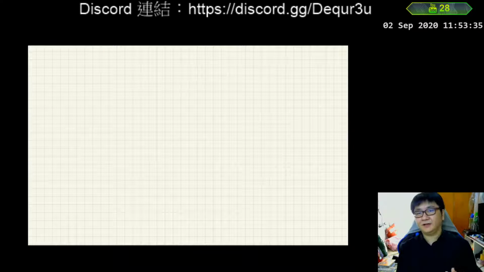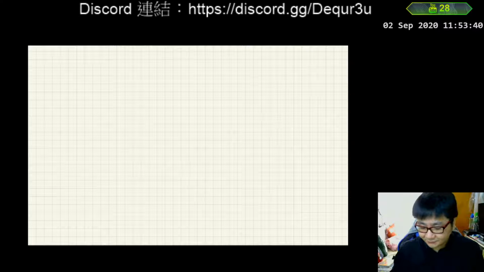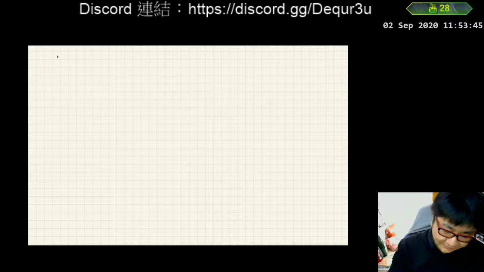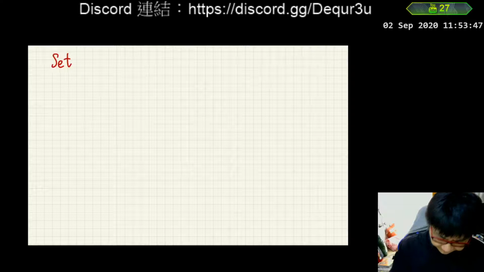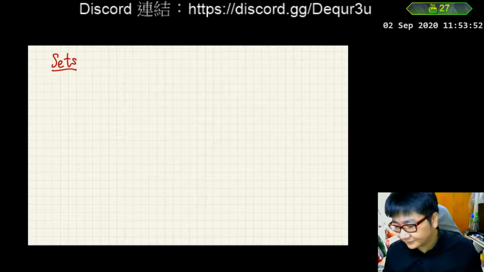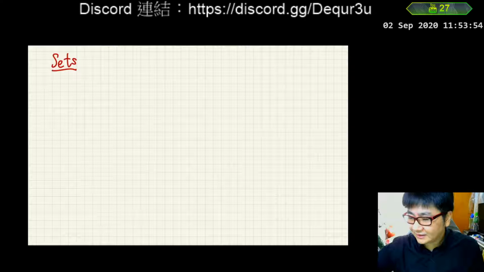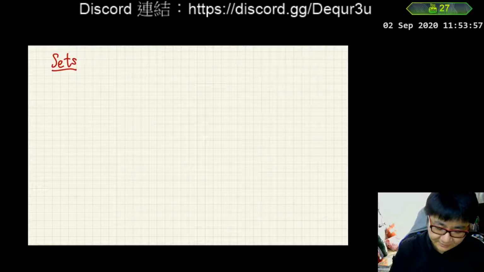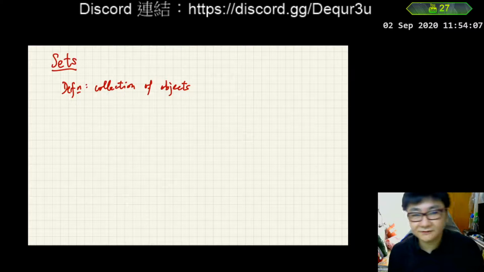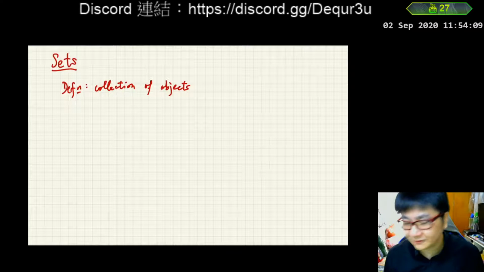Okay, to begin with, whenever we talk about higher mathematics, we always begin with sets, and therefore I start writing on the notepad here. We always begin with sets whenever we talk about mathematical objects. A set in mathematics is simply, the definition is simply a collection of objects.